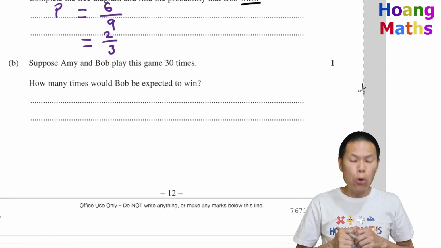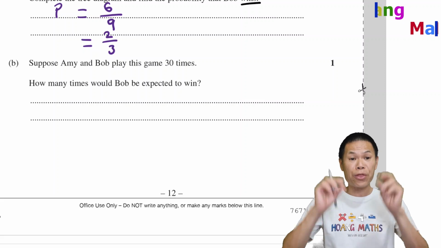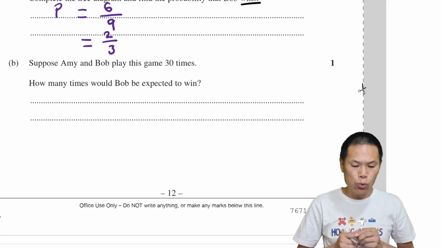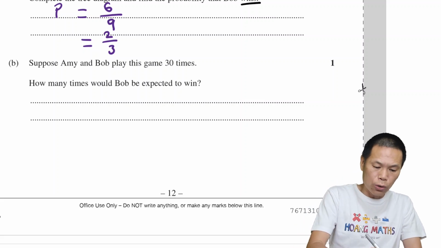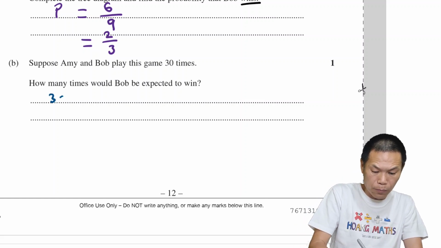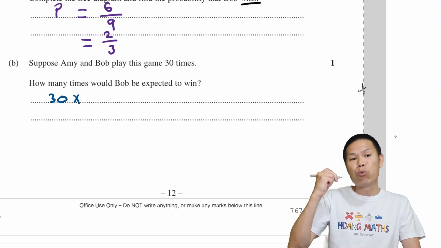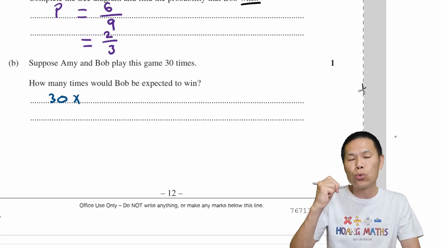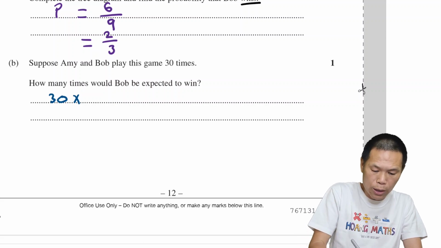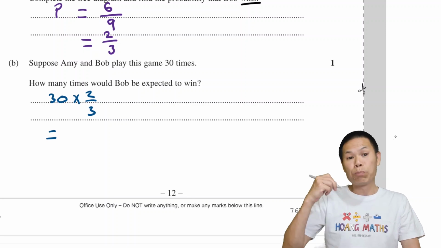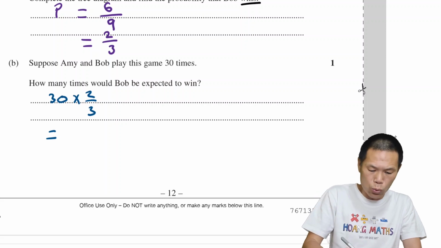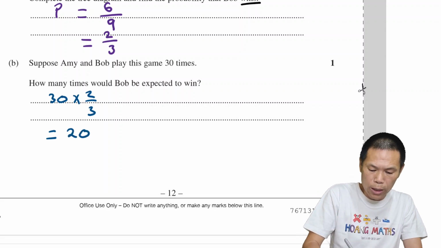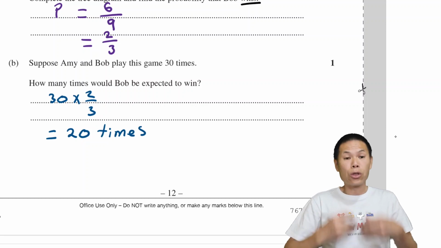Part B. Suppose Amy and Bob play this game 30 times. How many times would Bob be expected to win? They play 30 times, and the probability of Bob winning is 2/3. So we just go 2/3 of 30, or 30 times 2/3. Otherwise, 30 divided by 3 is 10, and 10 times 2 is 20. So 20 times. So there you go.